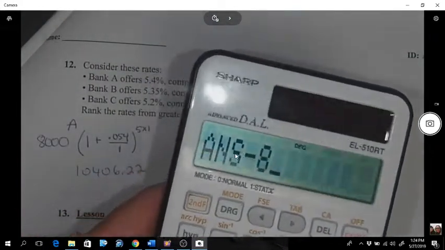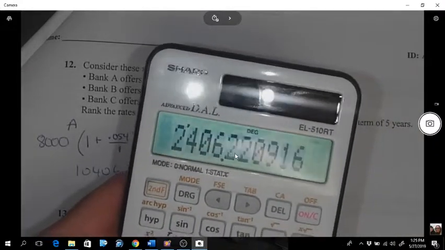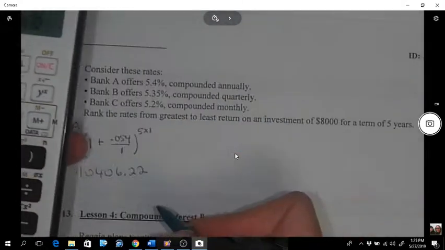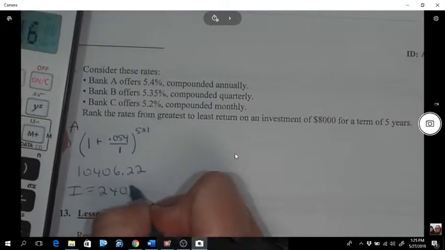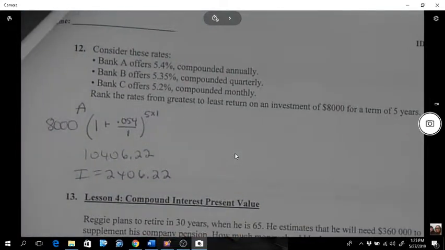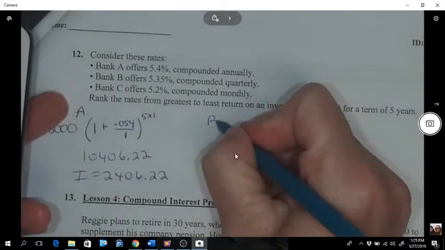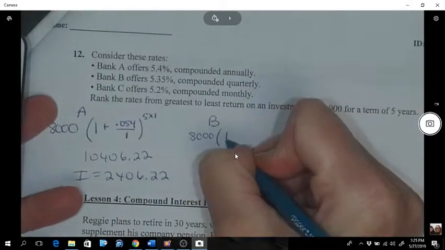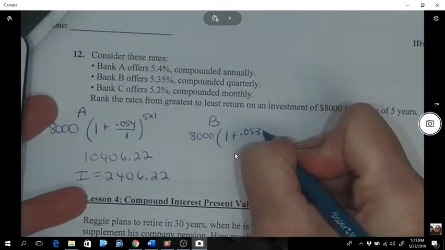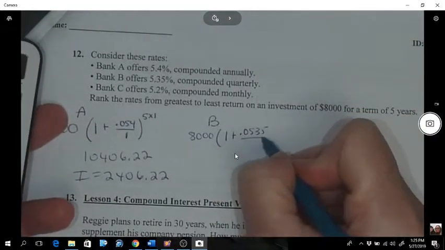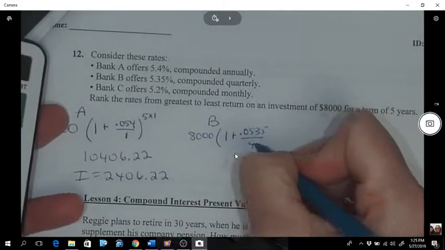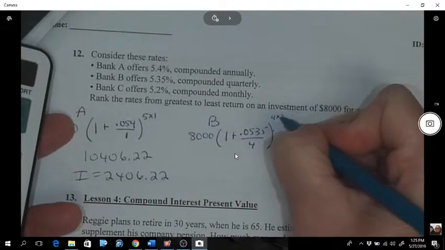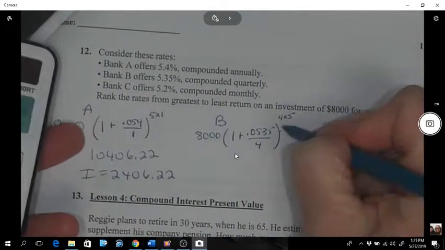I'm going to take 8,000 off of that so that I know how much interest I made. Now B. 8,000 was our principal. 1 plus 0.0535 divided by 4, since we do quarterly, and so our exponent is 4 times a year times 5 years, or you could say 20.